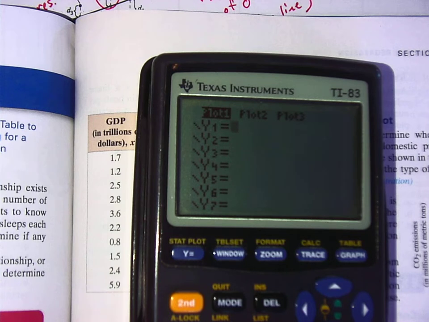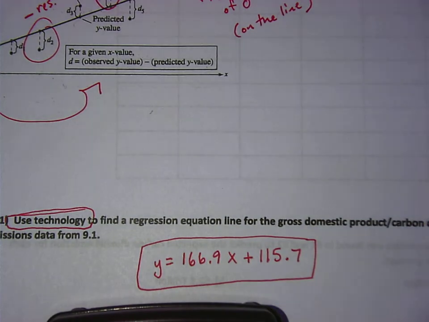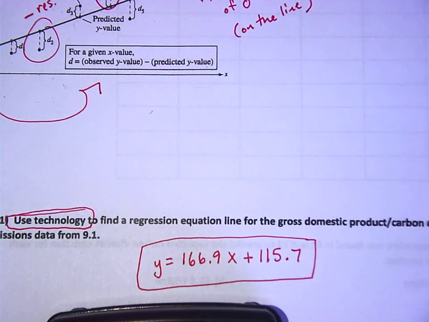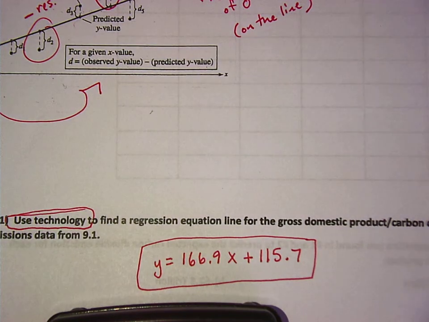Did you hit graph? That's not the right window. Your X max is 9.94. 6.5, I think is what we had. Hit graph again. All right, so now we're going to try putting in that line that we just got, which was 166.7 or 0.9 x plus 115.7.